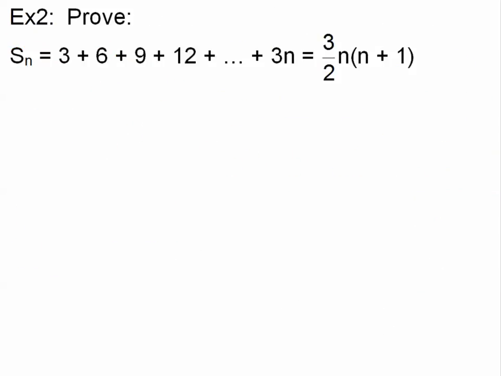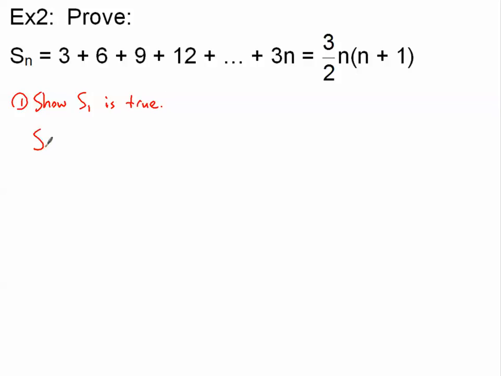Here's example 2. I want to prove that 3 plus 6 plus 9 plus 12 plus ... plus 3n is equal to 3 halves n times n plus 1. So what am I adding? It looks like I'm adding the multiples of 3. The multiples of 3, that would be what 3n is equal to. Okay. So let's start with the first one. Show that S sub 1 is true.